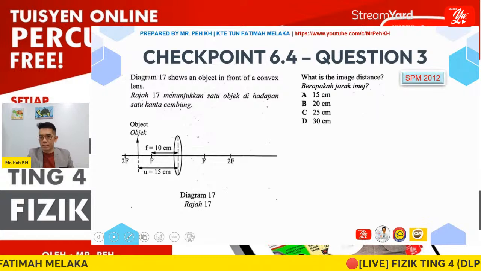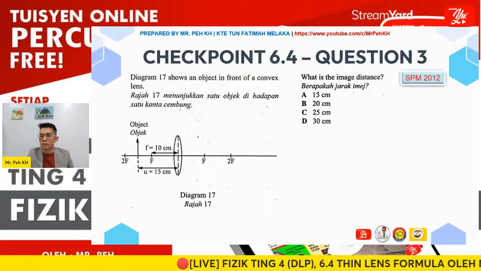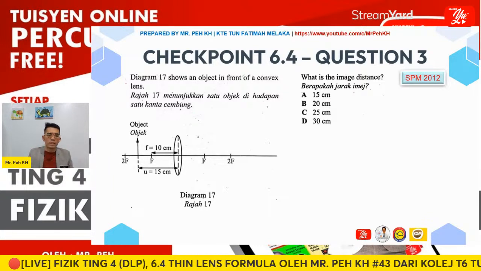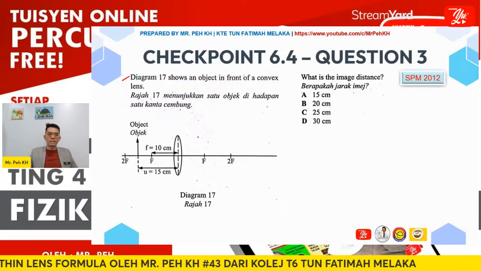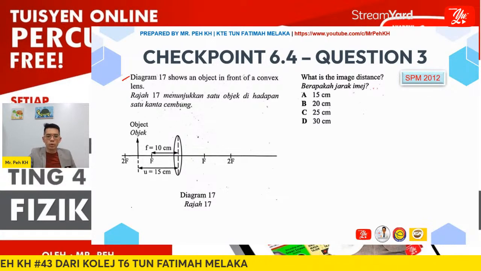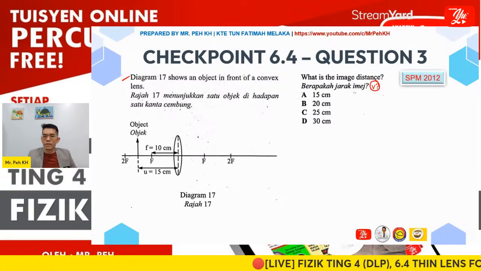And here will be the discussion. This is a question from the actual Paper 1 in 2012. The question will be like this: Diagram 17 shows an object in front of a convex lens. Here you must identify positive or negative. Again, the question asks you, what is the image distance, V?